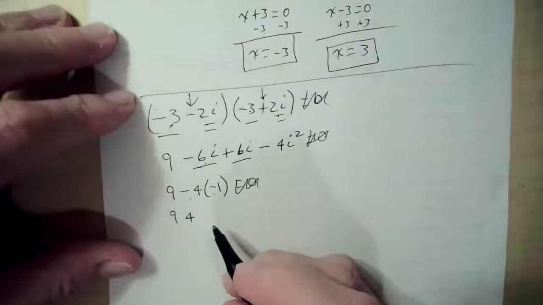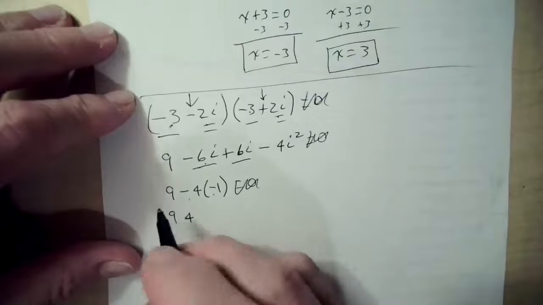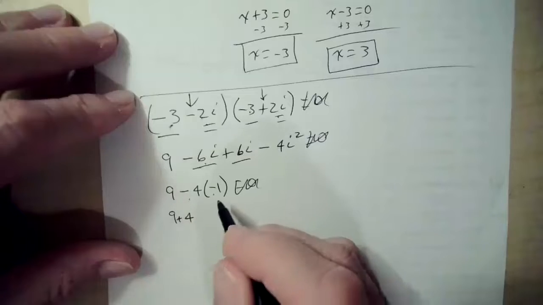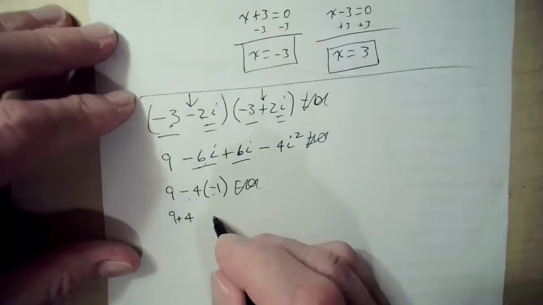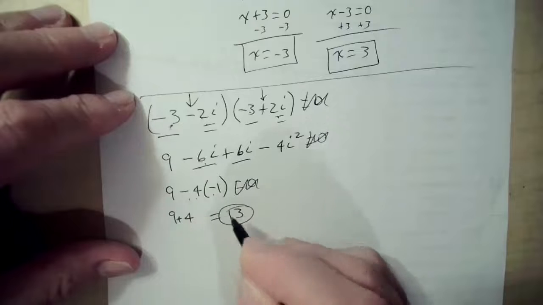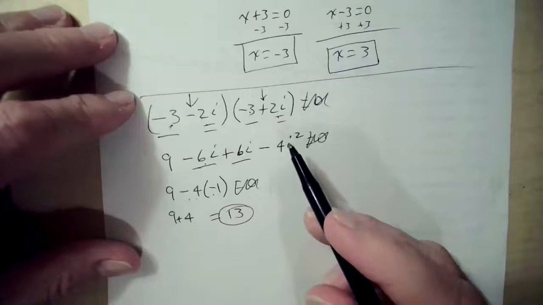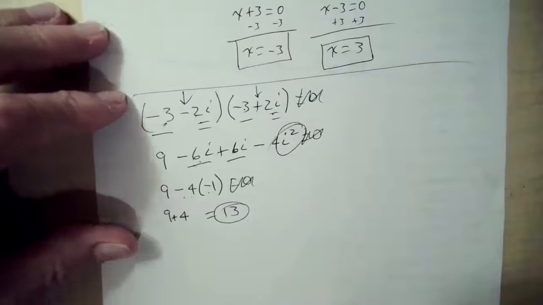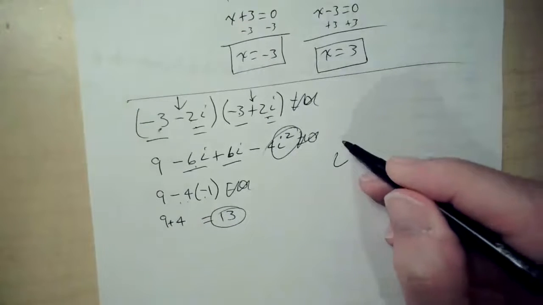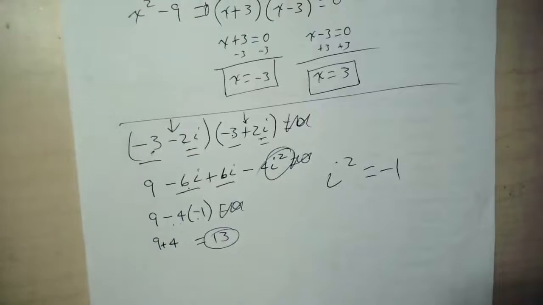So now we have 9. -4 times -1 is +4. 9 plus 4, so our answer here is 13. Everybody okay with this? The only real fly in the ointment here is, what is the value of i squared? -1.